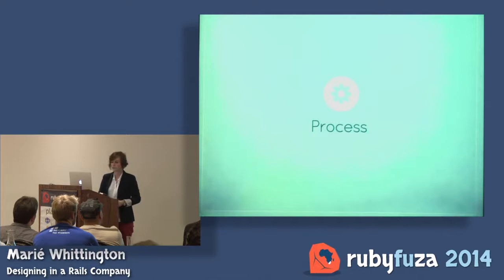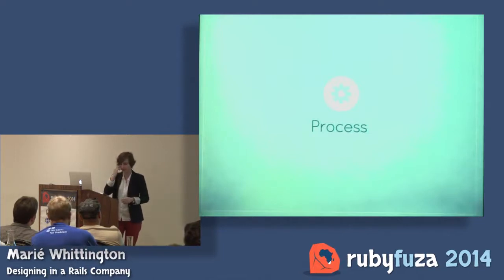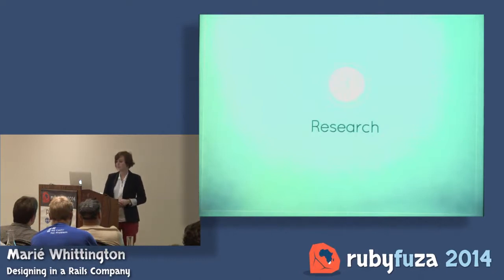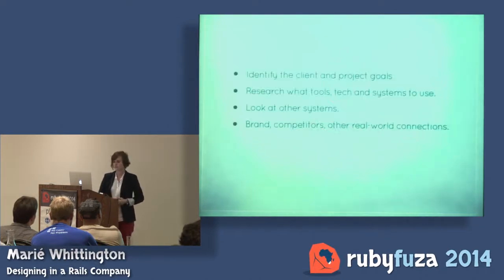So I'll take you through our process of getting to these places. And number one is research. That's our first step. We try and find out as much about the client, the user, the project itself, look at other systems, we look at real world problems. Maybe there's something in the real world that's already solving this, and we can translate that to software.